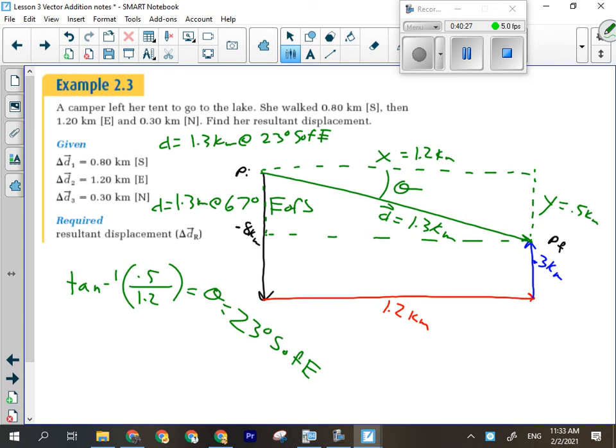How'd you get 23? Are you in radian mode? Yeah. Make sure you're in degree mode. You got to be in degree.